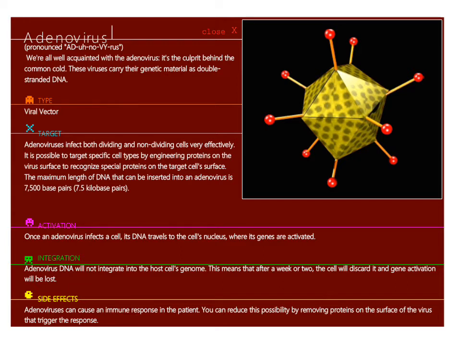In this case, what that means is the cell is actually going to kick out that DNA, and so the gene activation will be lost. And at the bottom, it tells you that adenoviruses are actually pretty well known to cause immune responses, so that's a concern when using adenovirus.